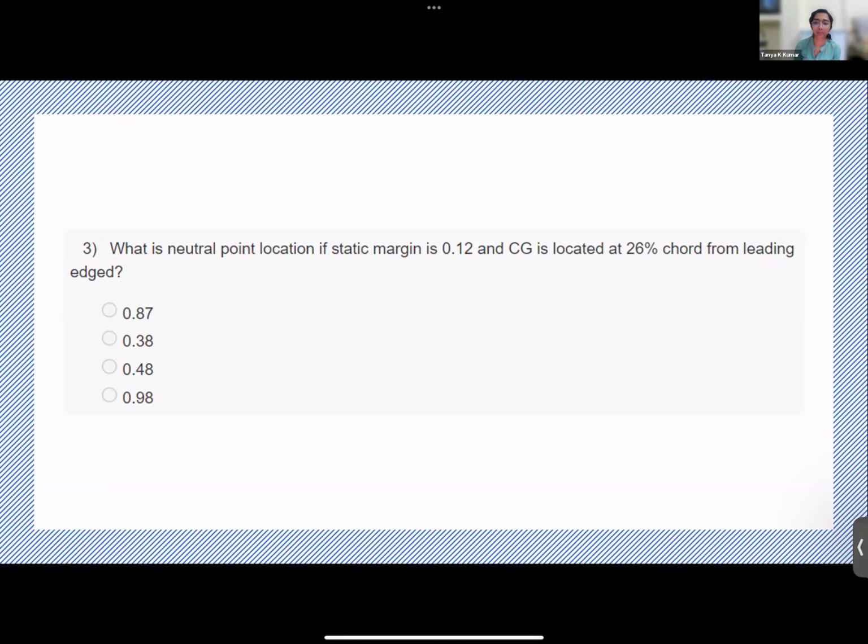There was some technical problem. Let's continue here. So the static margin, very simple formula, was x bar np minus x bar cg, right? Static margin is given to you as 0.12. You need to find out x bar np, x bar cg is 0.26, in terms of percentage of chord. So you just have to add these two values, and what do you get? You get 0.38.